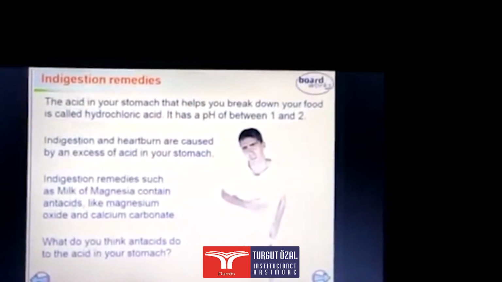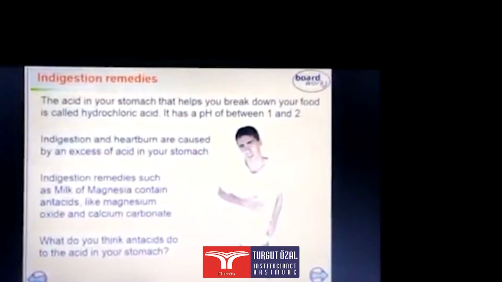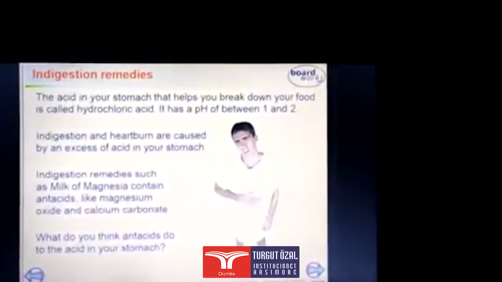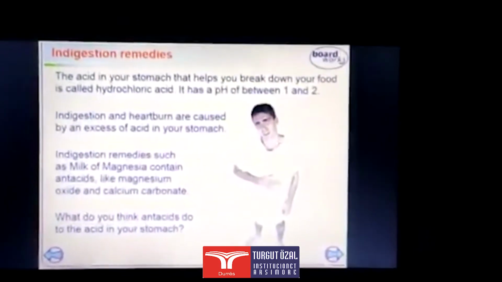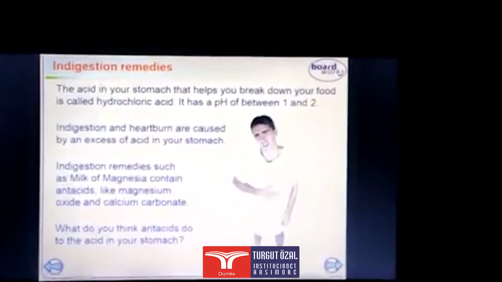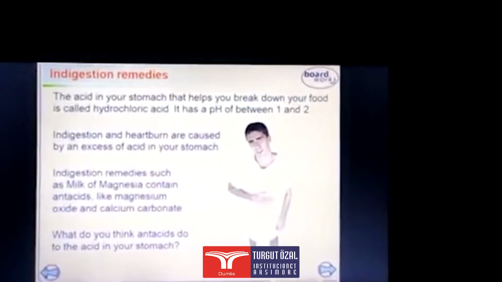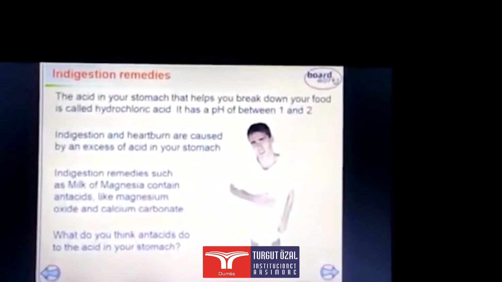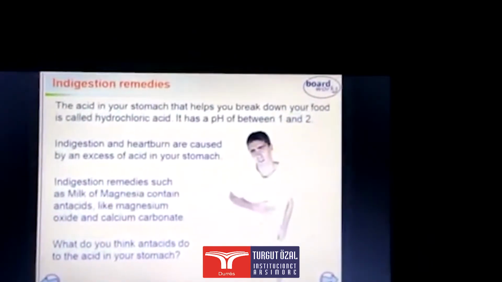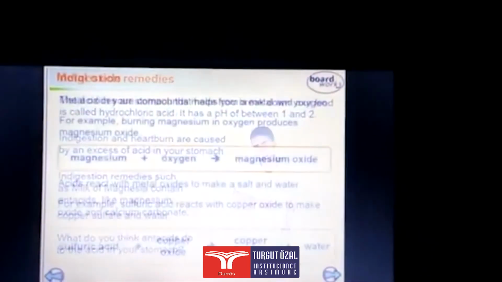Now, indigestion remedies. The acid in our stomach that helps you break down our food is called hydrochloric acid, HCl. It has a pH between 1 and 2, which means it's a very strong acid. Indigestion and heartburn are caused by an excess of acid in your stomach. Indigestion remedies such as milk of magnesia contain antacids like magnesium oxide and calcium carbonate. What do you think antacids do to the acid in your stomach? You can answer it through email again.